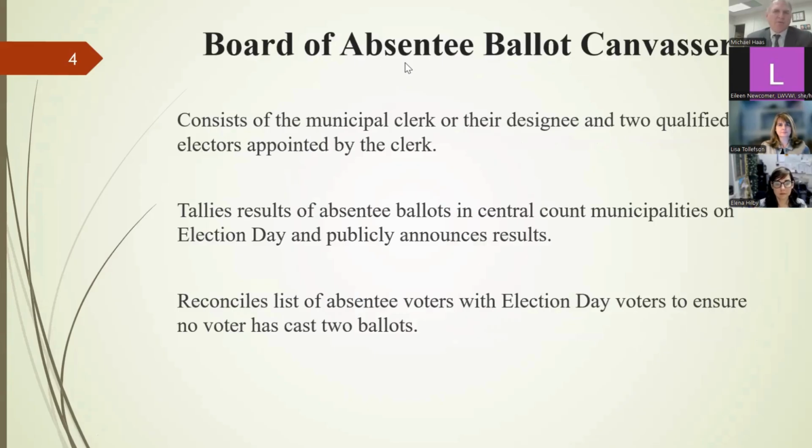We also have in some municipalities a board of absentee ballot canvassers, and these are in what we call central count communities, where all absentee ballots are canvassed in one location instead of at the polling place. So again, this board consists of the clerk or the clerk's designee and two qualified electors, again appointed by the clerk. And this board tallies the results of all of the absentee ballots in the municipality on election day, and then they announce those results. This board is also responsible under the statute for reconciling the list of absentee voters with those voters who cast ballots on election day to ensure that no voter has cast two ballots.